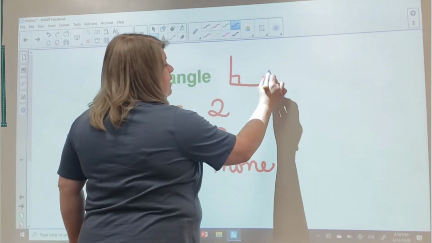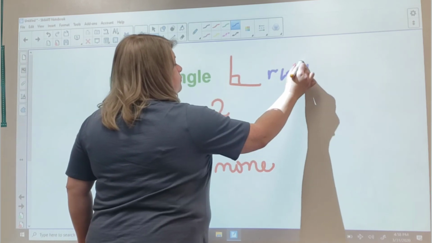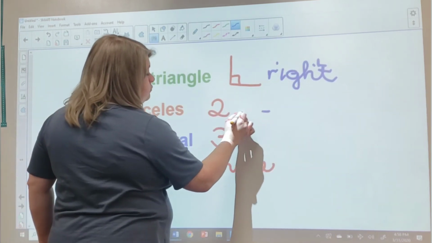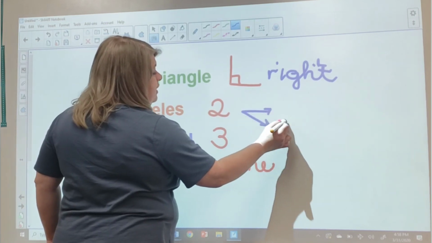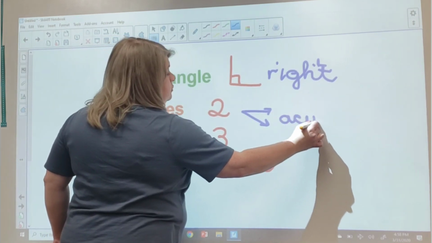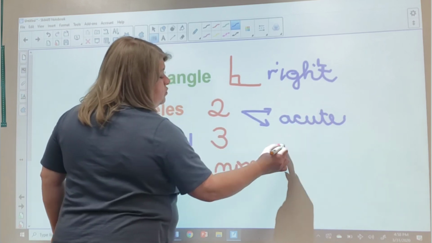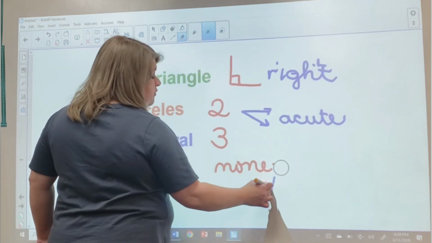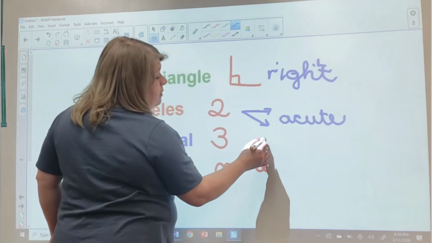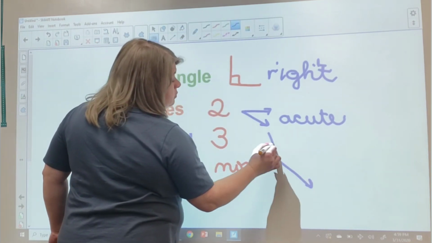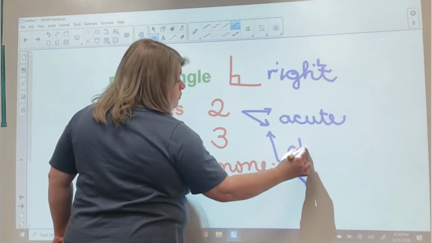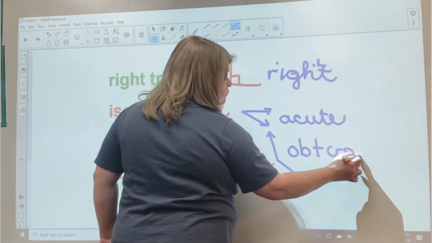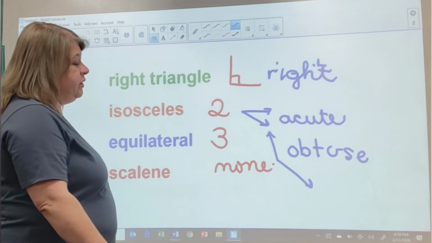Okay, this is your right angle. Doesn't want to work right over there. If it's smaller, it's acute. And if it is wider, oh, that doesn't look very good. If it's wider, it is called, you remember? Obtuse. My smartboard is not working very well there.